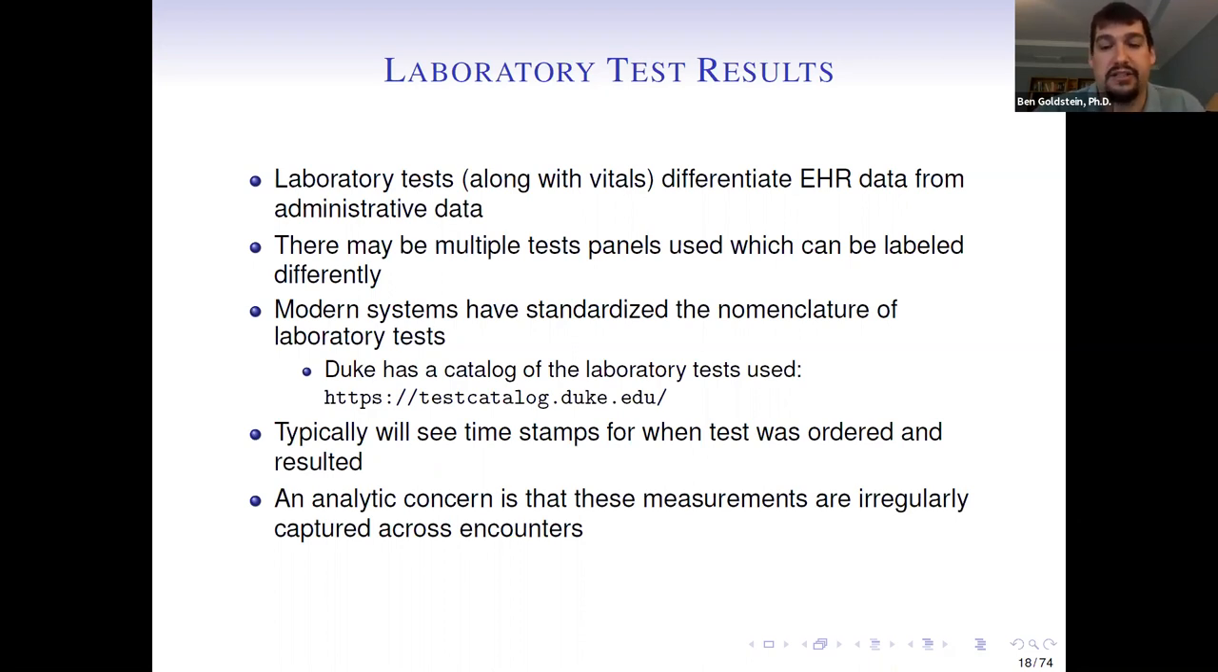And an analytic concern is that these measurements are often irregularly captured across encounters. So that's where that informativeness comes in. As a researcher, I would love that you had your creatinine taken at every health encounter. In reality, your creatinine is really only going to be measured when the doctor thinks it ought to be measured.